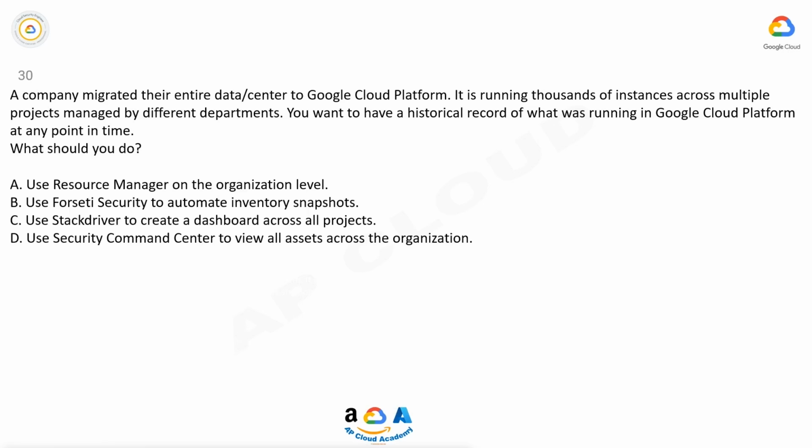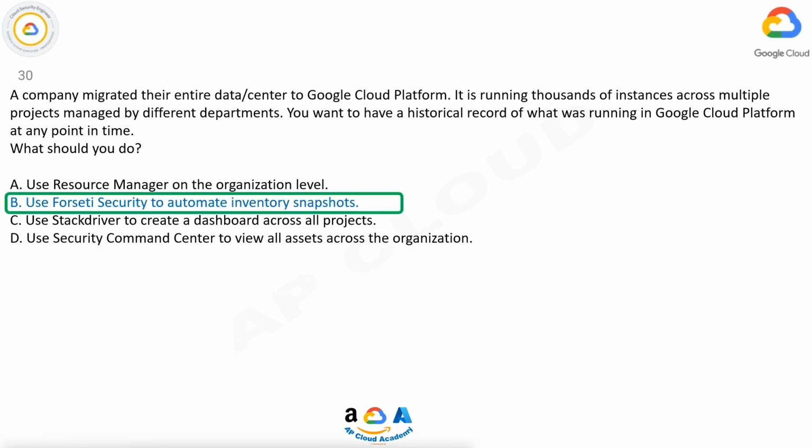30. A company migrated their entire data center to Google Cloud Platform. It is running thousands of instances across multiple projects managed by different departments. You want to have a historical record of what was running in Google Cloud Platform at any point in time. What should you do? A. Use Resource Manager on the organization level. B. Use Forseti Security to automate inventory snapshots. C. Use Stackdriver to create a dashboard across all projects. D. Use Security Command Center to view all assets across the organization. Correct answer, B.